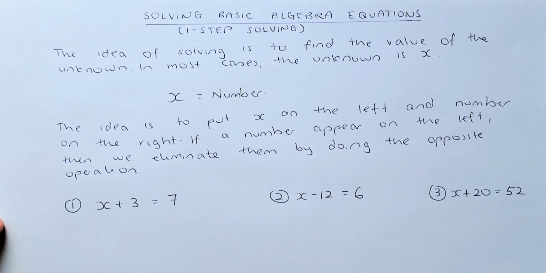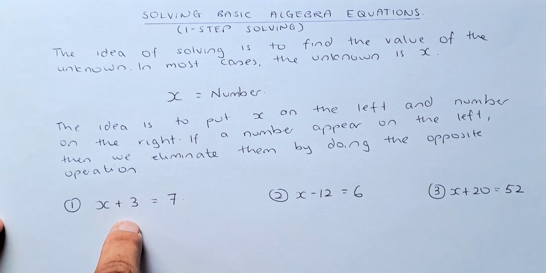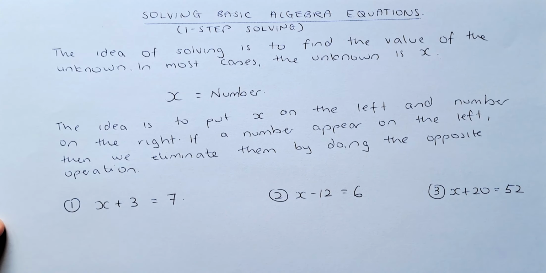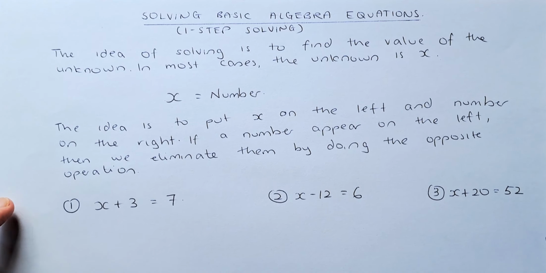If a number appears on the left-hand side like this, you have to get rid of the number. To get rid of the number, you do the opposite operation. For example, if it is plus 10, you need to minus 10. If it is minus 20, then the opposite is plus 20. If you multiply by 4, then you need to divide by 4. And similarly, if you multiply by 100, you need to divide by 100.